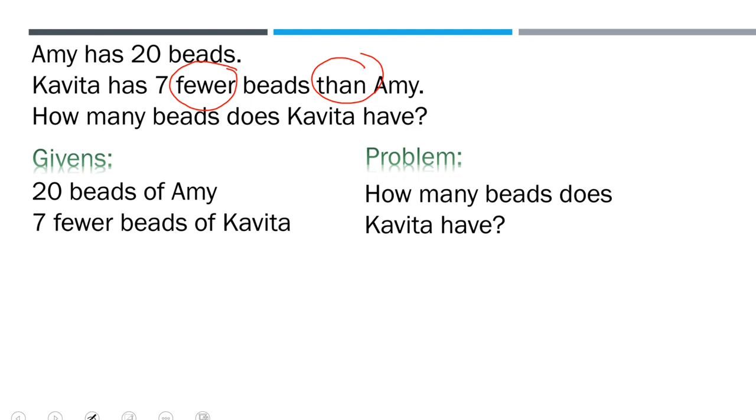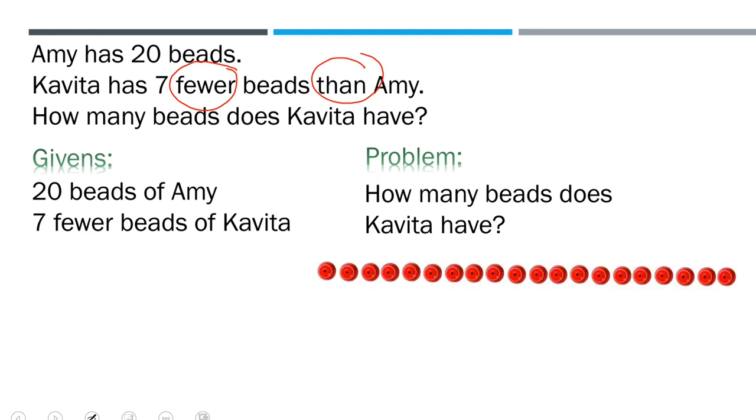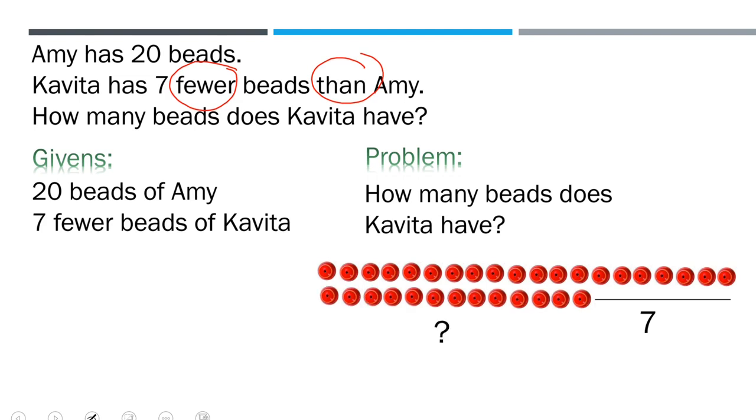Okay, so let's try to analyze again the given. We have 20 beads. This is the number of beads Amy has, and then Kavita has 7 fewer beads. So it means 7 less beads than Amy. So the problem is we have to find out how many beads does Kavita have. So this is our solution.